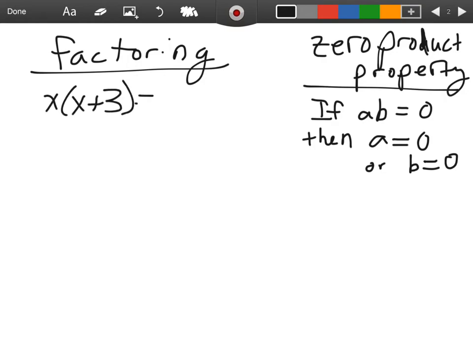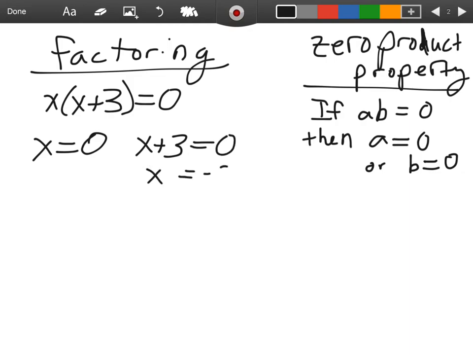So if we have something like this, this is a quadratic, it's already in factored form. I can say x equals 0 or x plus 3 equals 0. Both factors set equal to 0, and then solve each of those individually, and I get my two solutions.